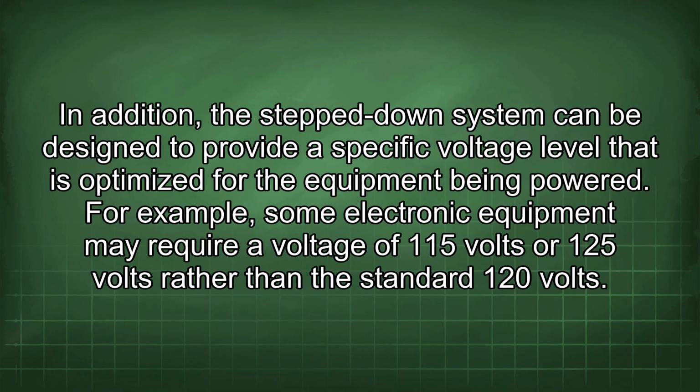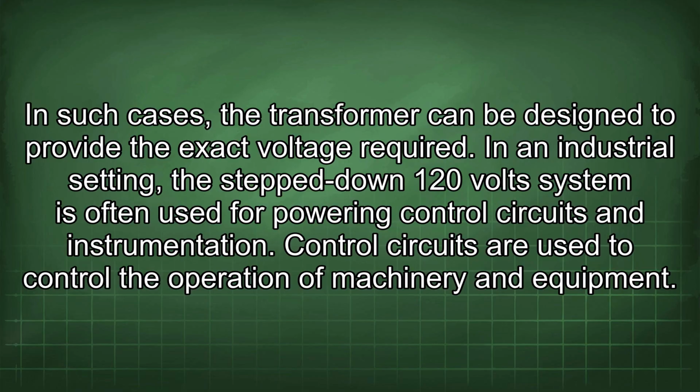In addition, the step-down system can be designed to provide a specific voltage level that is optimized for the equipment being powered. For example, some electronic equipment may require a voltage of 115 volts or 125 volts rather than the standard 120 volts. In such cases, the transformer can be designed to provide the exact voltage required. In an industrial setting, the step-down 120-volt system is often used for powering control circuits and instrumentation. Control circuits are used to control the operation of machinery and equipment.